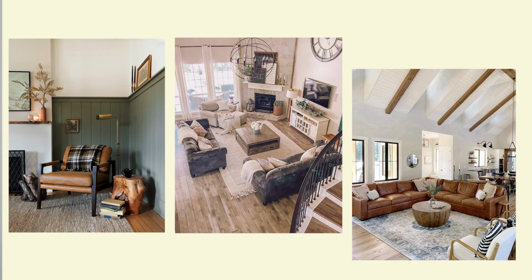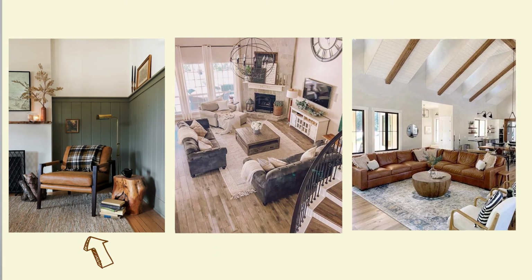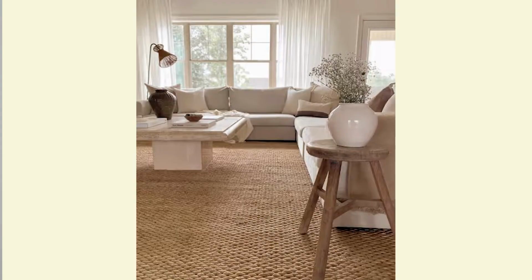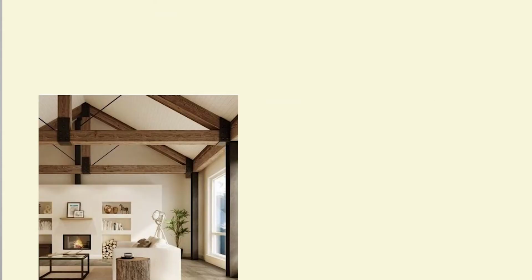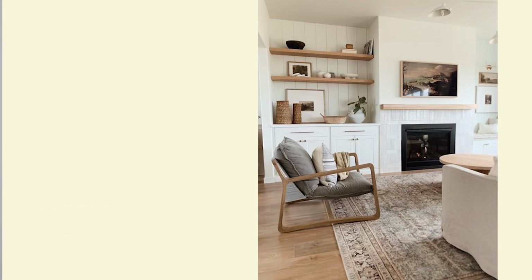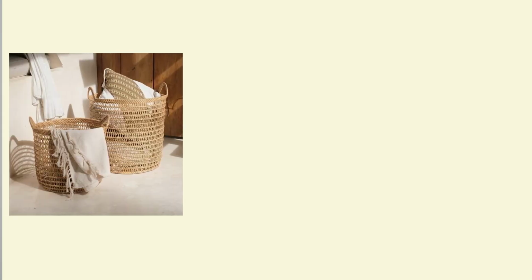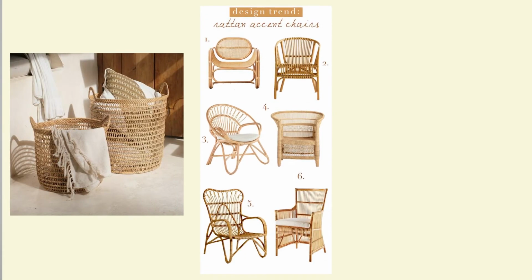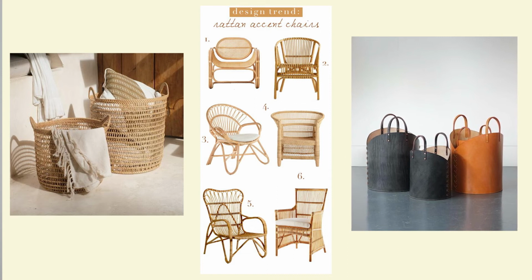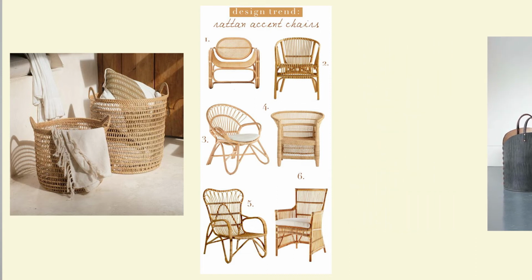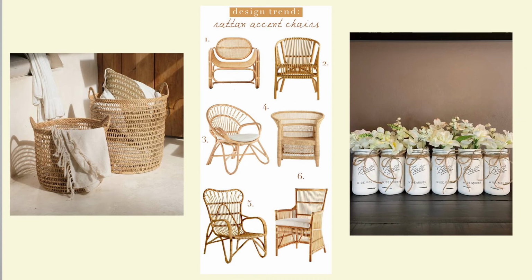One of the most common furnishing elements that we see in farmhouse style spaces are area rugs, especially jute area rugs. You can use other rugs that have a vintage feel to it. I'll put up a few photos as examples. You can add things like rattan baskets or rattan chairs, baskets made from leather to really add those earthy tones and build that contrast in the space. Using things like mason jars for storage is also a good addition.